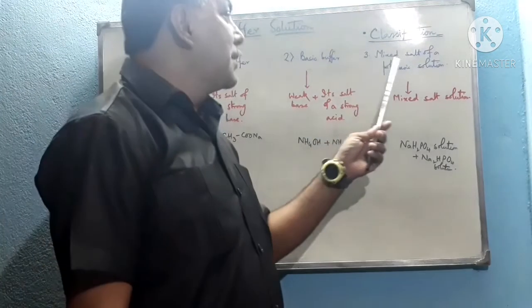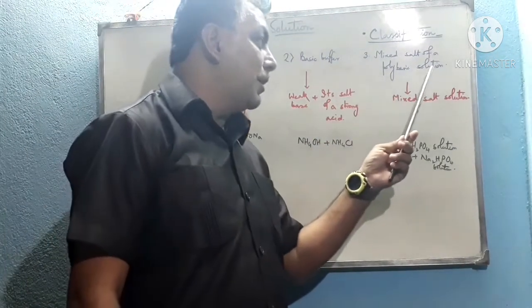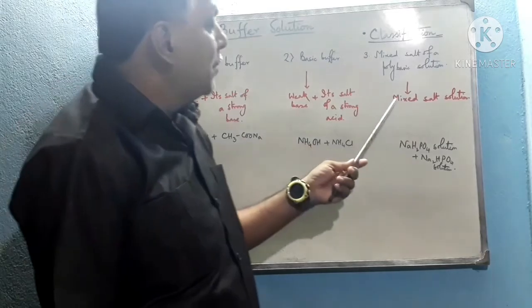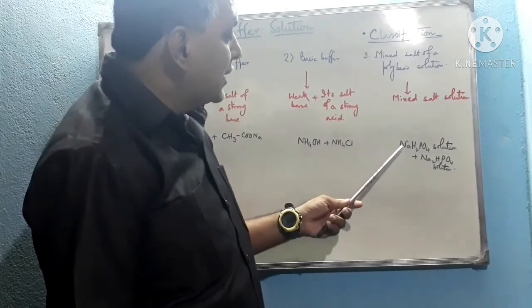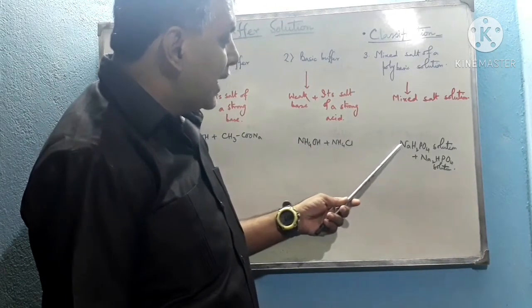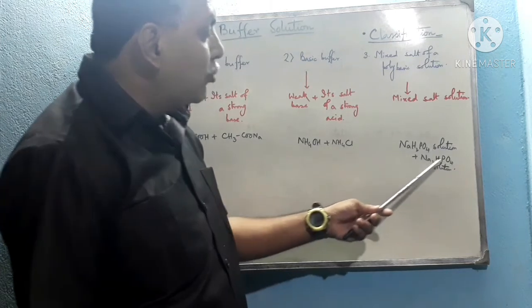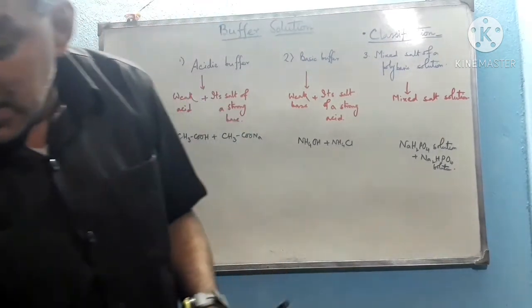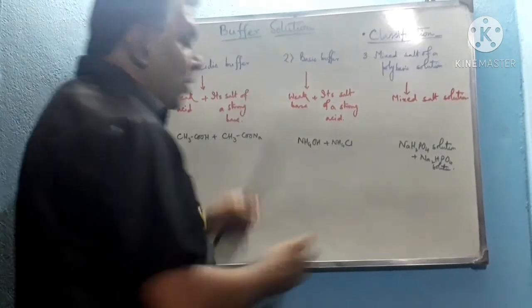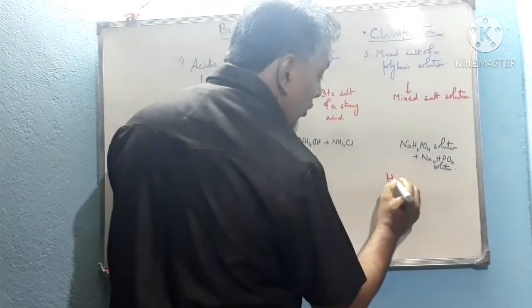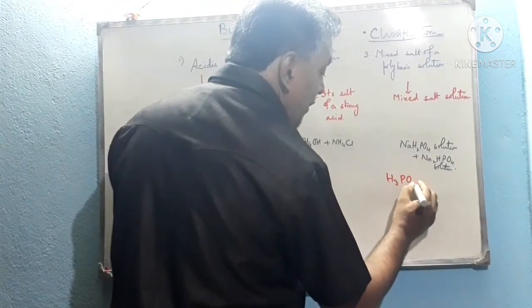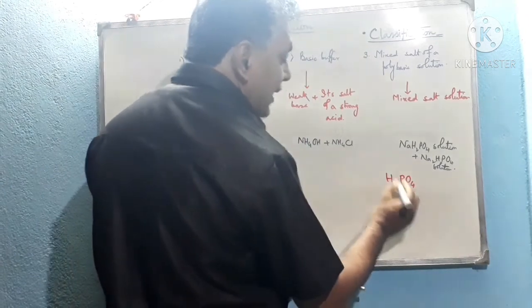Now the third part is the mixed salt of a polybasic solution. Polybasic solution means mixed salt solution, an example of which is NaH2PO4 and Na2HPO4 solution. See this, Na2HPO4, because H3PO4 is a polybasic acid, because it is a tribasic acid.